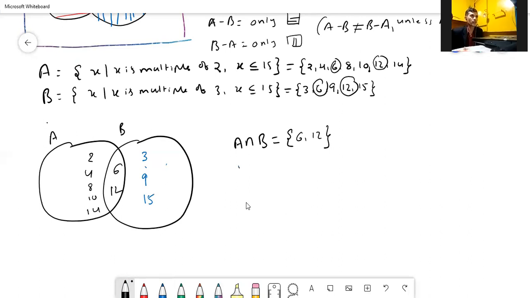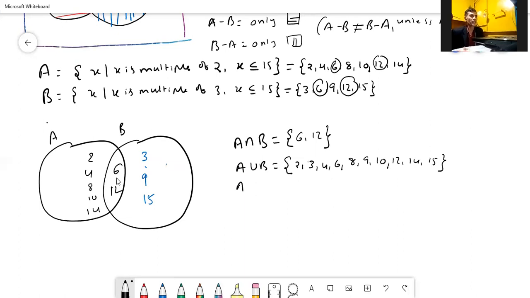A union B. Okay, before writing that, A union B means either in A, multiples of 2 only, or multiples of 3 only, or multiples of 2 and 3 both. Them also you can consider: 2, 3, 4, 6, 8, 9, 10, 12, 14, 15. So here see, we'll count.